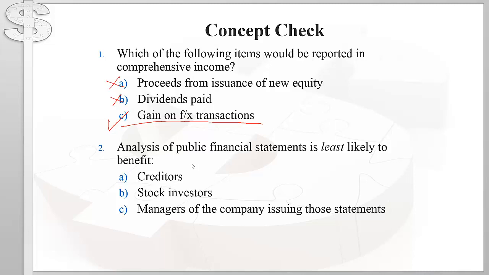Next question. Analysis of public financial statements is least likely to benefit creditors, stock investors, or managers of the company issuing those statements. Public financial statements are generally meant to benefit people from outside the company. And that is because managers of the company already have access to the internal records of the company. And therefore, it is least likely to benefit the management. Creditors and stock investors can rely heavily on these public financial statements for the purposes of their analysis.